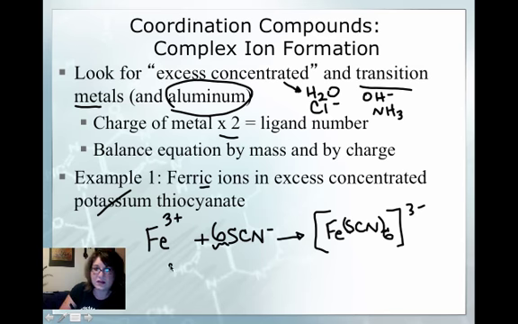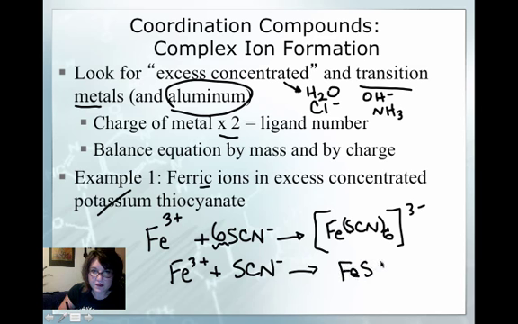Now suppose that you forgot to do the charge thing and you only put 1 thiocyanate ion with your iron. Then you would get FeSCN, and then look at the charges. I have a 3+ and a 1- gives this complex a 2+ overall charge. So what if you did that instead? So what? It still works. You still followed the rules because it balances the charge and balances by mass.